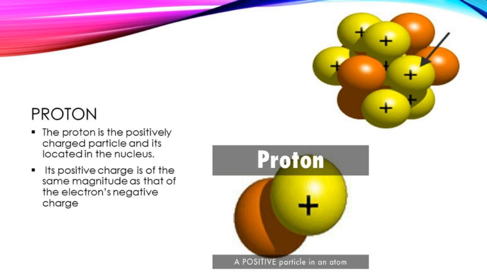First one, proton. The proton is the positively charged particle and it is located in the nucleus. Its positive charge is of the same magnitude as that of the electron's negative charge. That means the number of protons and electrons in an atom is equal.